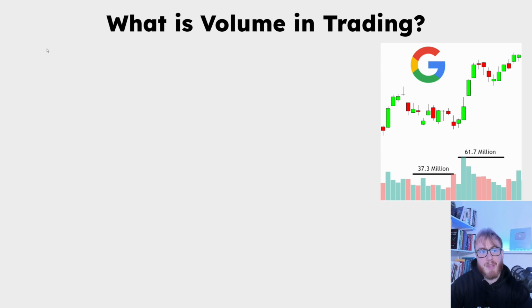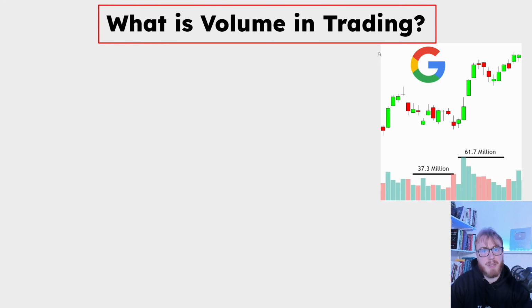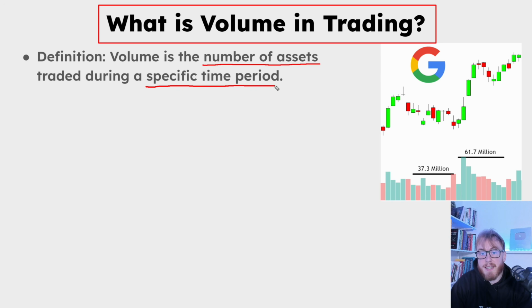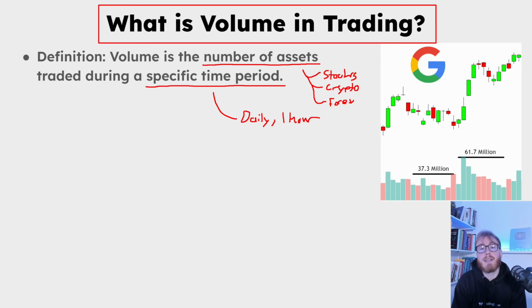Alright, so now then, what is volume in trading? Well, the definition here is that volume is the number of assets traded during a specific time period. And these assets could be, for example, stocks, crypto, or forex. And the time period here could be pretty much anything. It could be the daily time frame or maybe the 1 hour. But to summarize, volume is the number of assets during a specific time period.